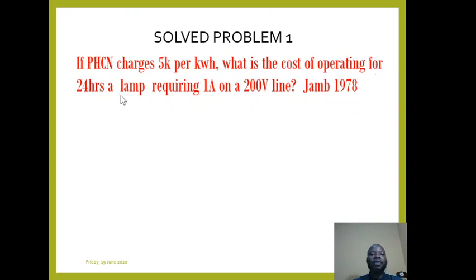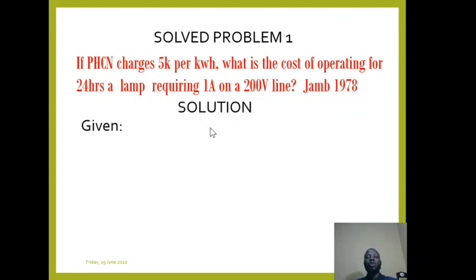operating for 24 hours a lamp requiring 1 amp on a 200 volt line. We are required to calculate the cost of operating for 24 hours. So time is given to us, unit cost is given to us. But one thing that can be confusing is that we are given current to be 1 ampere and we're given voltage to be 200 volts. Now, how am I going to go about this one?